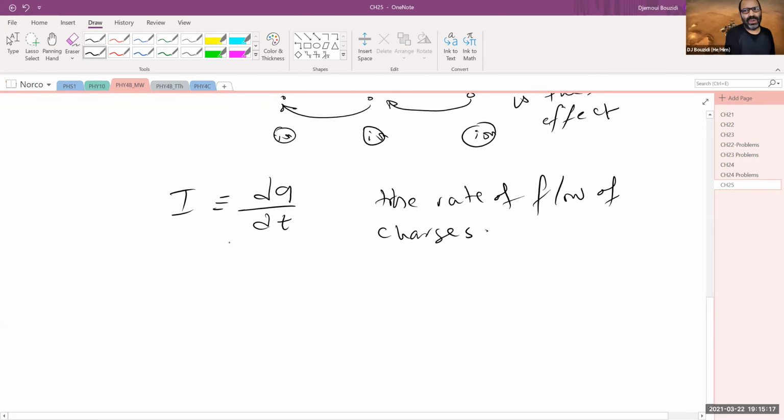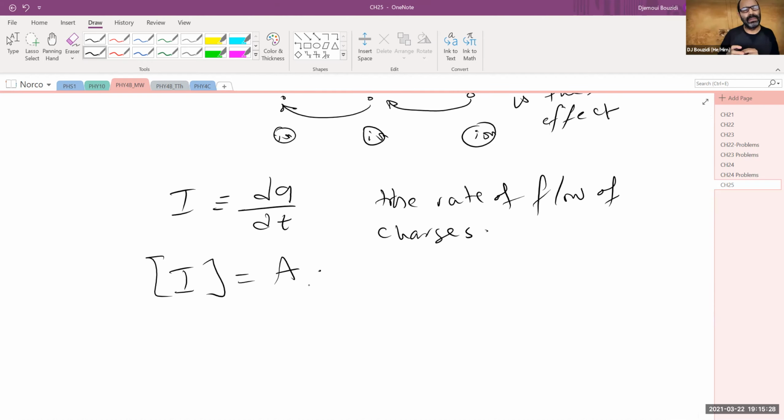By this definition of the current, the unit for it is an ampere. You ask, what is an ampere? It's 1 coulomb passing by per second. So now this is a fundamental unit.